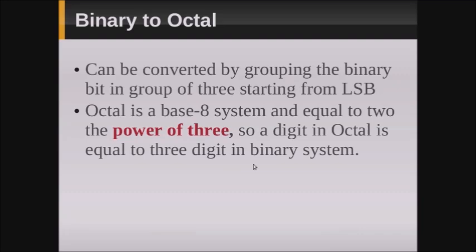Why am I taking 3 bits here? Because 2 power 3 is nothing but 8. The maximum number of symbols that we use in octal form is 8. Therefore, the power of 2 should be 3. So that is why I'm grouping 3 bits from the given binary value.